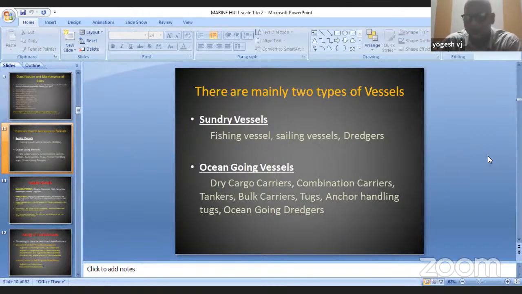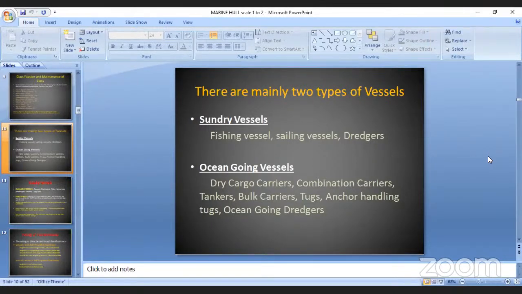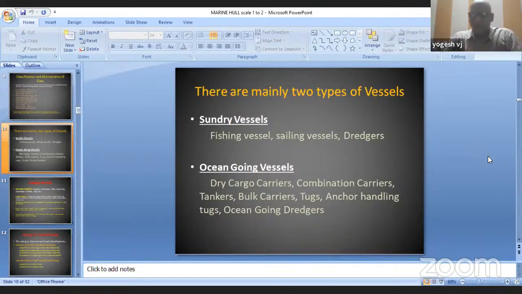What are dredgers? Dredgers are special purpose vessels which are used to clear the channels of the seabed so that bigger ships can pass through that particular patch of the ocean. If you happen to go to Gateway of India, you will see one kind of vessel which is exactly flat. It has nothing else. And there will be mud flying from the back of that vessel. That is nothing but the dredger. It is just clearing the channels of the seabed so that big ships can ply through that.